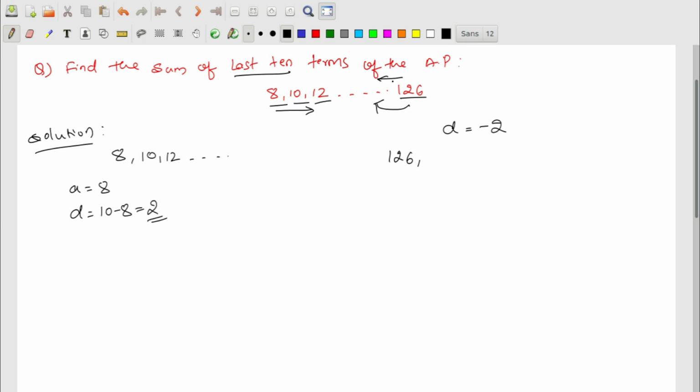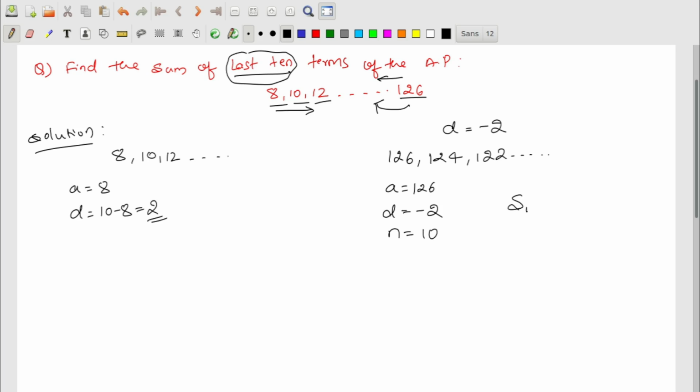So what is the second term here? Definitely 2 less than 126, it will be 124, right? And then 122, and it goes on. Now if you consider this as an AP, then the first term will become 126 and the common difference we got is minus 2, right? And we need the sum of the last 10 terms, so take n is equal to 10.